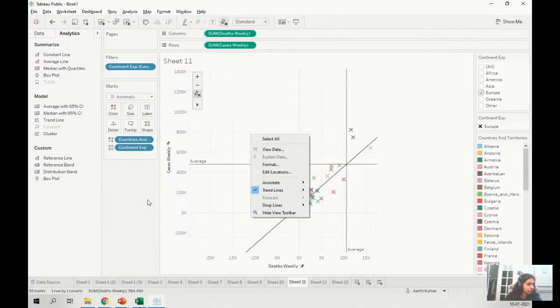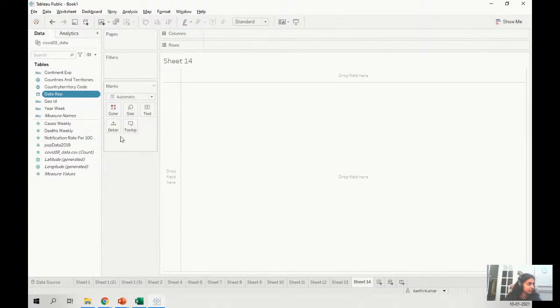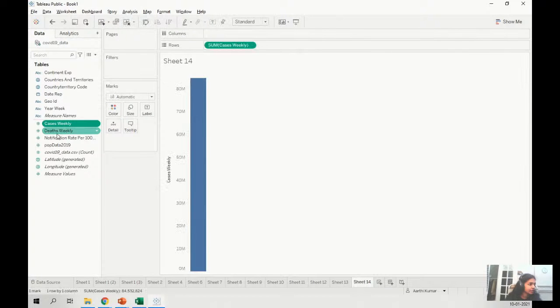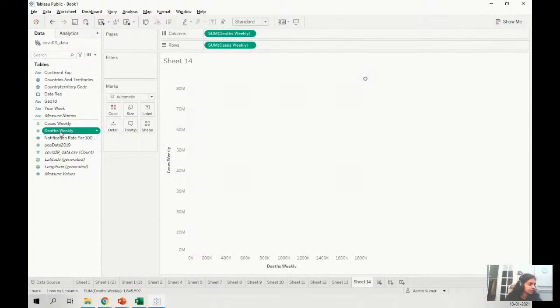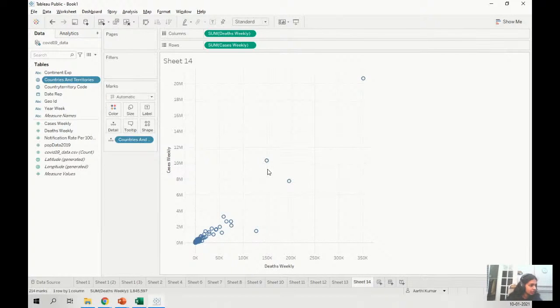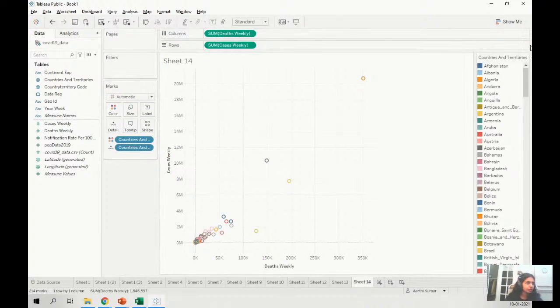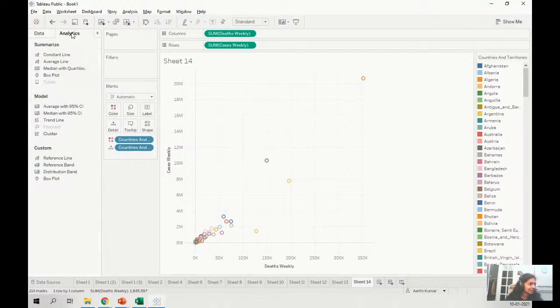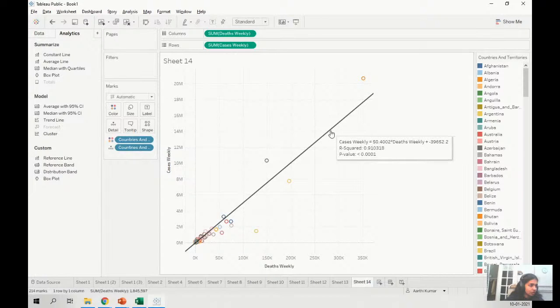Okay, I'm going to do it again from scratch. That's better. I'm going to add cases weekly. I'm going to add death weekly. It creates a scatter plot, and then I'm going to add these countries as different colors over here, right? Then I'm going to click on this analytics and show the trend line, drag and drop, linear. It shows the correlation plot. When you click on this, it also gives you a p-value, r square, and then the equation.